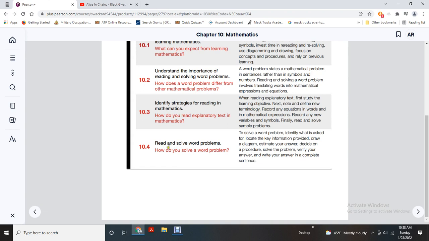10.4, read and solve word problems. How do you solve a word problem? Identify what is asked, locate the key information provided, draw a diagram, estimate your answer, decide on a procedure, solve the problem, verify your answer, and write your answer in complete sentences.